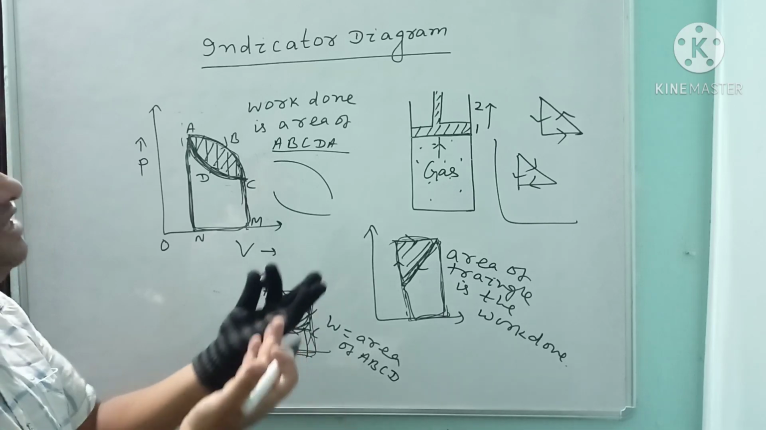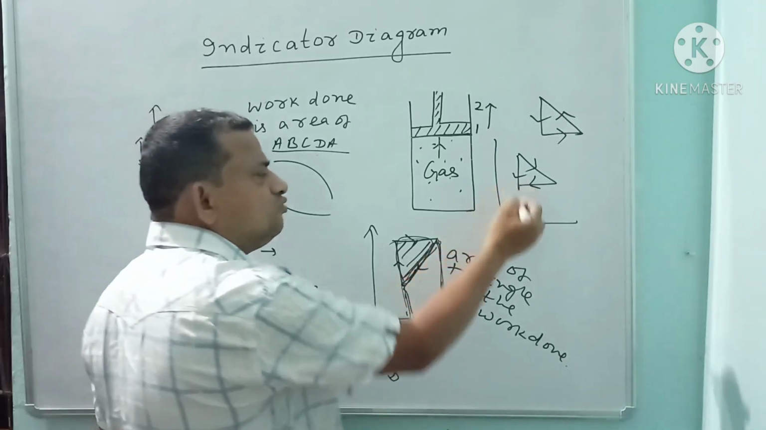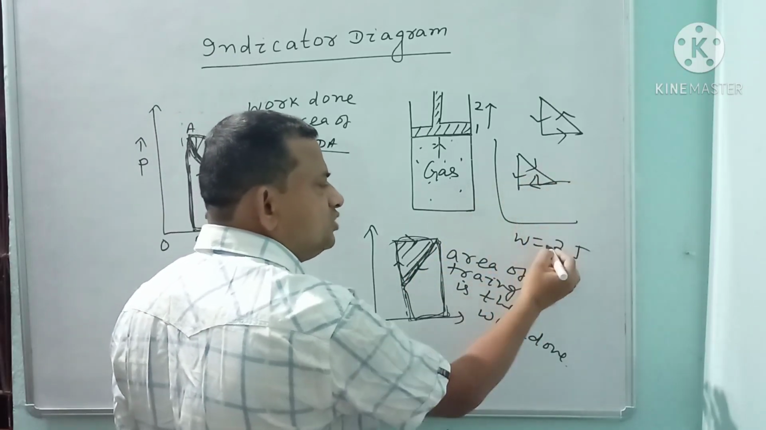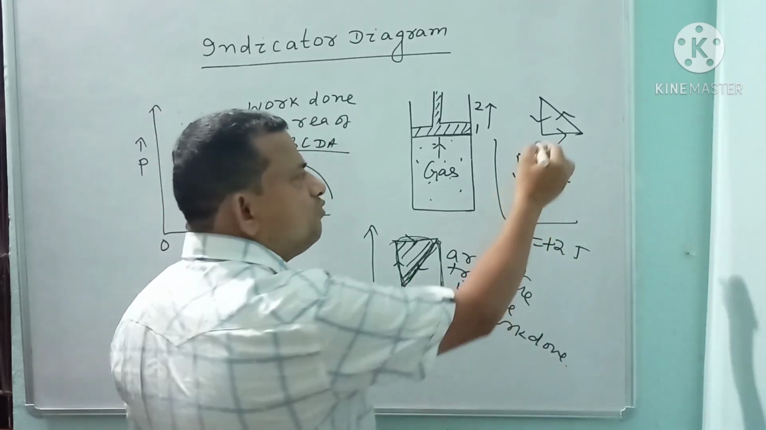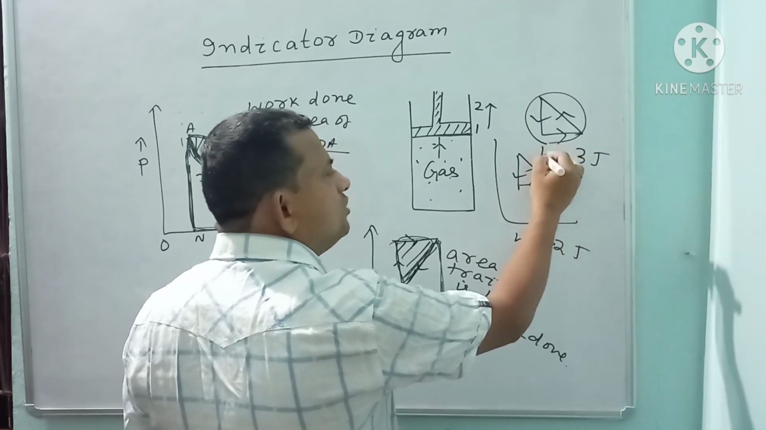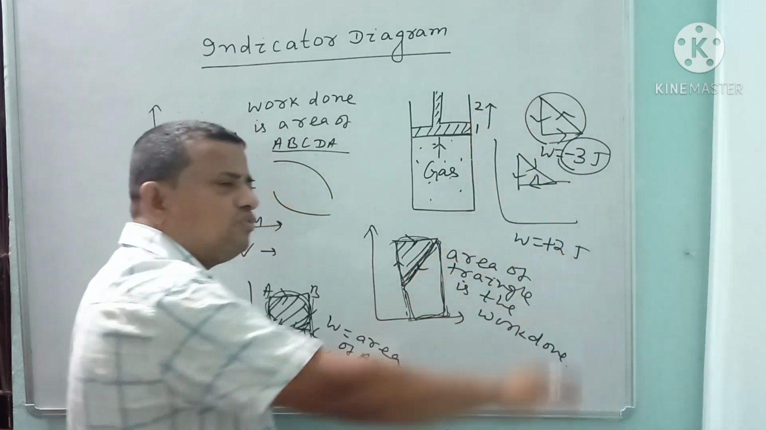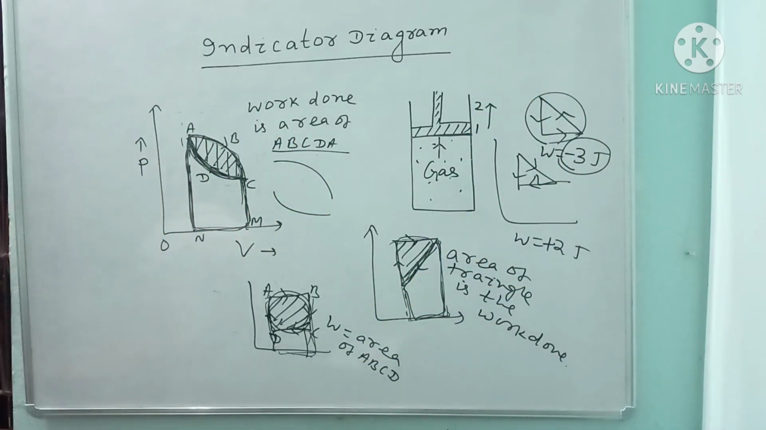One says, what is the meaning of negative work, positive work? Suppose you find this work as 2 joule. So for this it will be positive 2 joule. Suppose you find the work for this as 3 joule. So this will be negative because it is anti-clockwise. So positive work, negative work, like that.